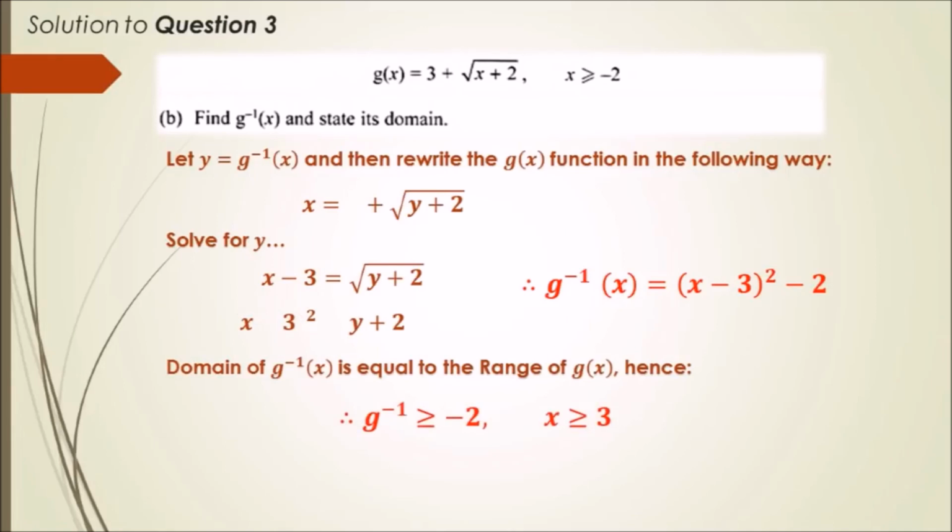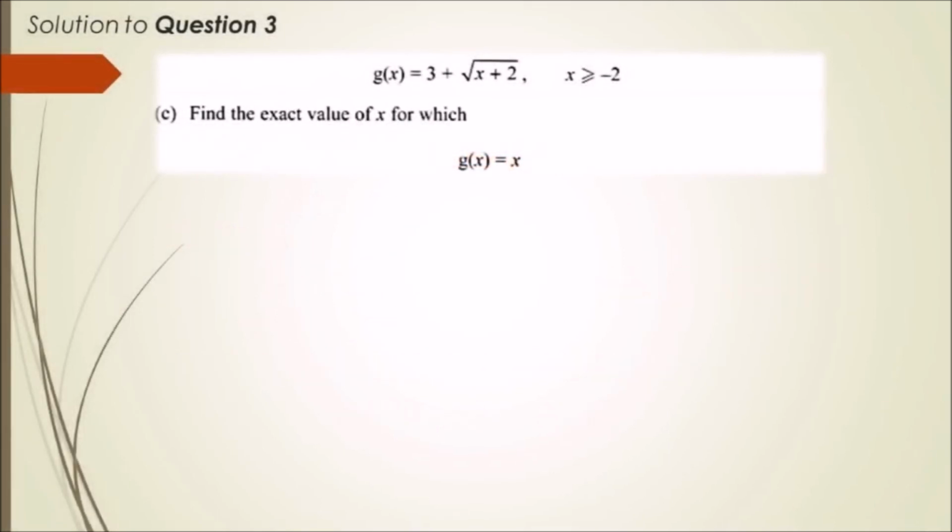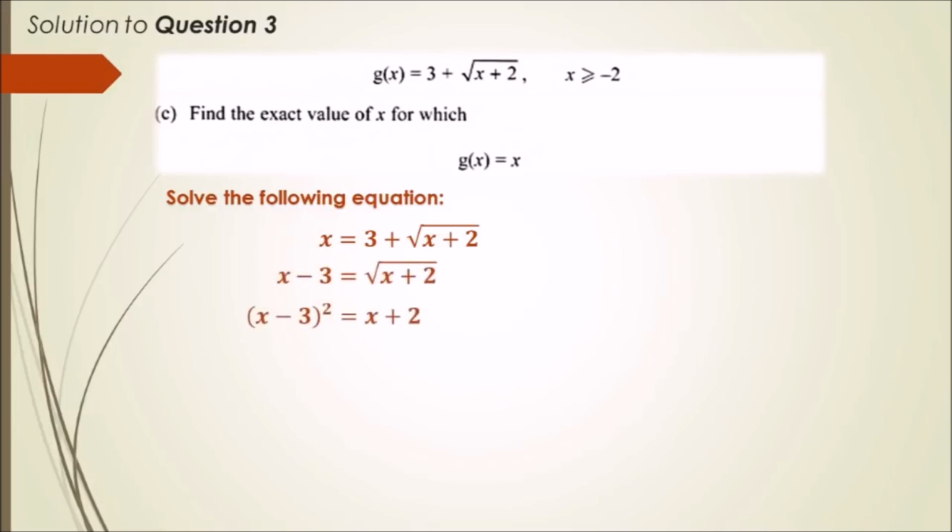Alright, so part C. Find the exact value for x which satisfies g(x) equals x. So guys, this is just a bit of algebra, so let's tackle it. Let's try and solve the equation x equals 3 plus root x plus 2. What I did is subtract 3 across and then square both sides, which gives us (x minus 3) squared equals x plus 2.